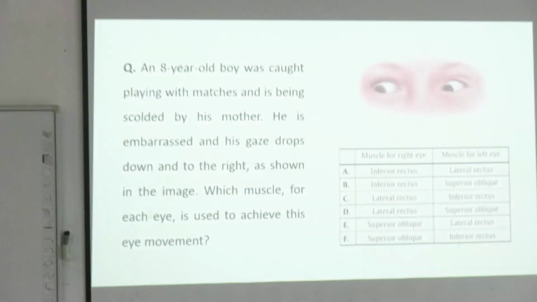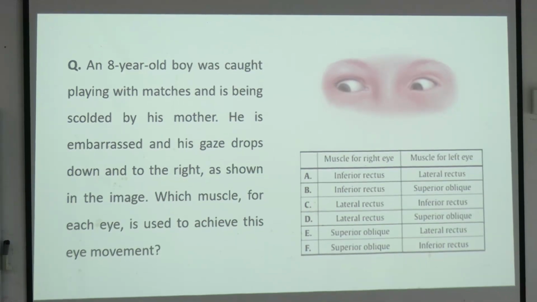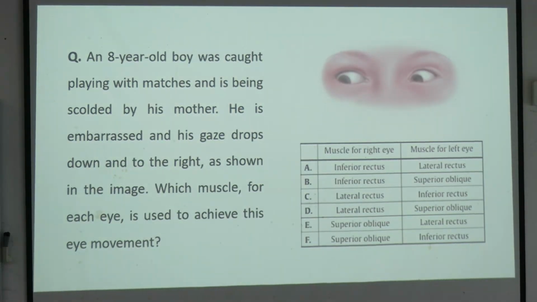Now, starting where we had ended in our last class. It is about ocular movement. You know, superior oblique, inferior oblique, medial rectus, lateral rectus, superior rectus and inferior rectus. So these are 6 muscles for ocular movement.